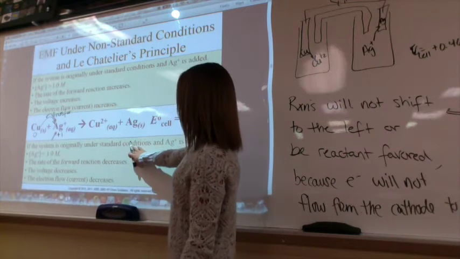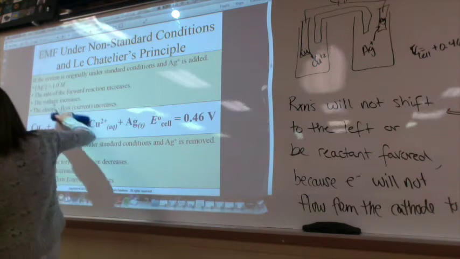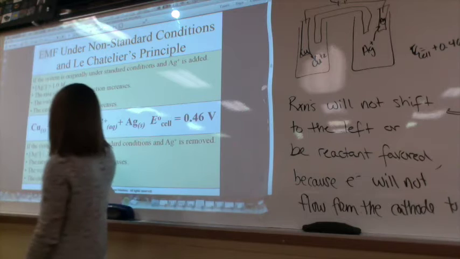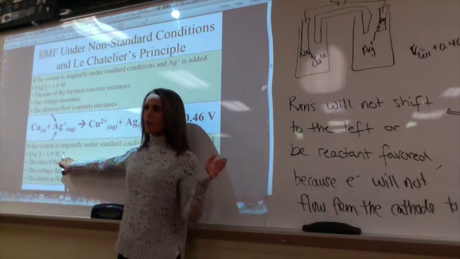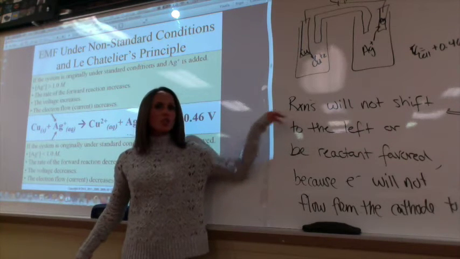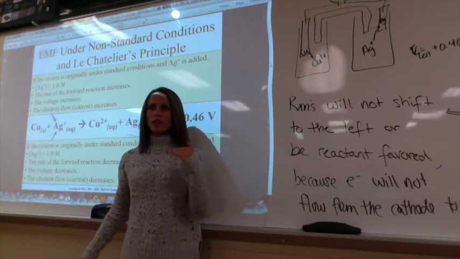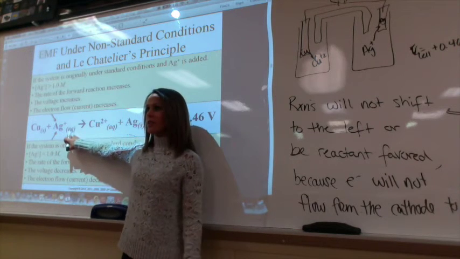If the system is originally under standard conditions and Ag+ is removed, okay, then this causes this reaction to go down. So according to Le Chatelier's, you're not going to say this, but you would say it would drive left. But that's why I wrote this: reactions don't shift left. You can't drive the reaction left because redox doesn't occur in the opposite direction. So what could you say about this?